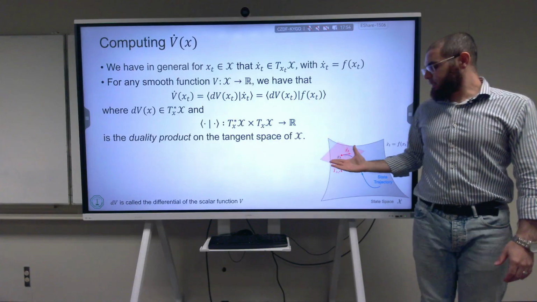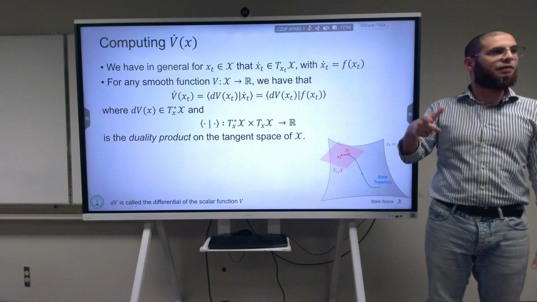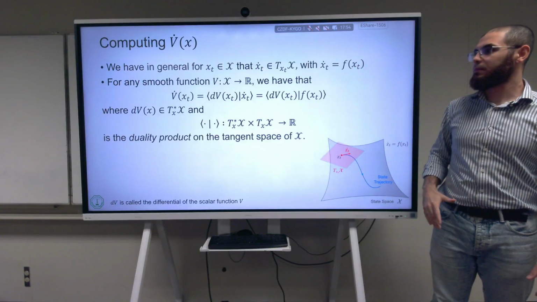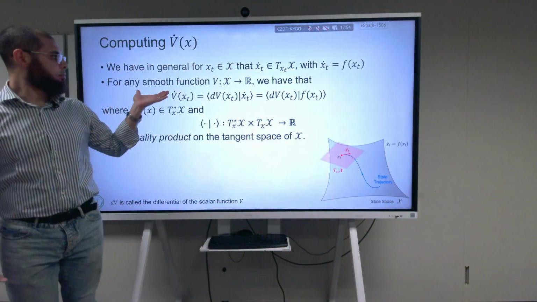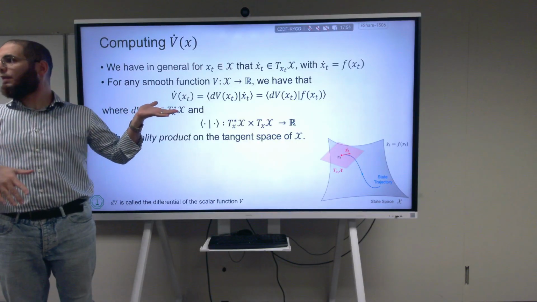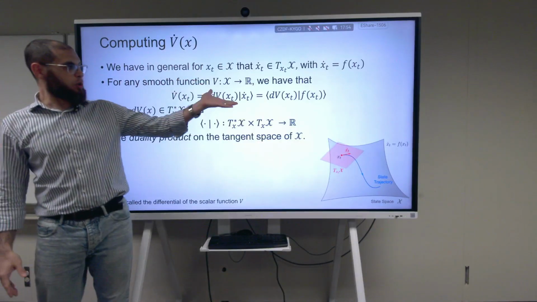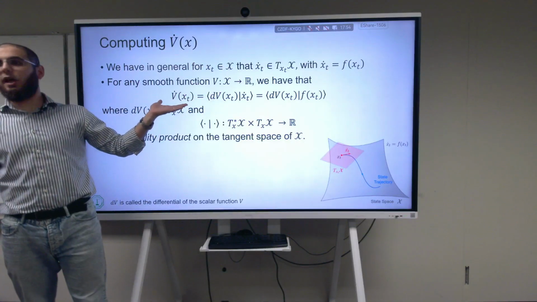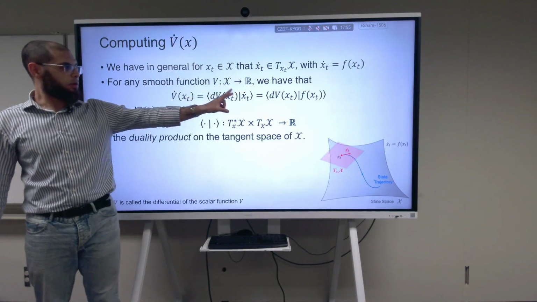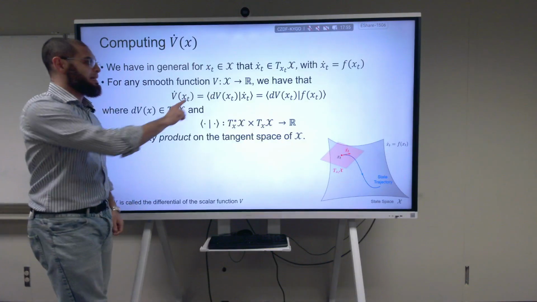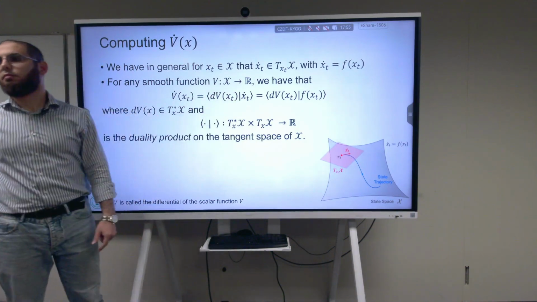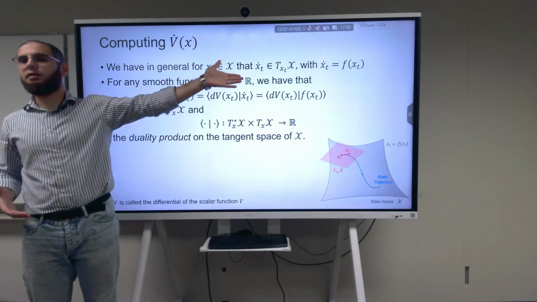So now x is a point on the manifold at time t. x dot is the tangent vector of the dynamics, and we have that x dot is equal to some function of x, given by the dynamics. For any smooth function, and it has to be smooth, everything is smooth: you have a smooth manifold, a smooth atlas, and all of that stuff we discussed a long time ago. If you want to calculate its time derivative as a function of x at some time t, it is given by the pairing of dv at x of t with x dot. And you know that x dot is given by the dynamics f of x, so it's actually the pairing of these two things.